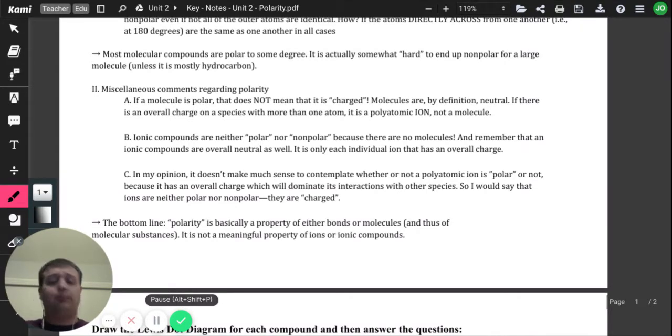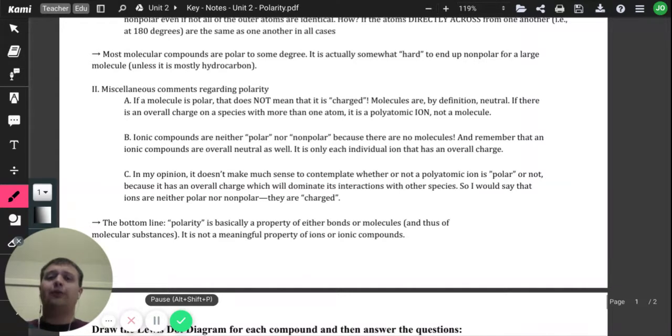If it's between 0 and 0.39, it's nonpolar. 0.4 to 1.69, it's polar covalent. And then from 1.7 basically up, we're talking about an ionic bond. Now, a couple things to take note of. A lot of times a common misconception is that when I'm talking about a polar bond, I'm talking about it being charged. No, that's not the same thing.